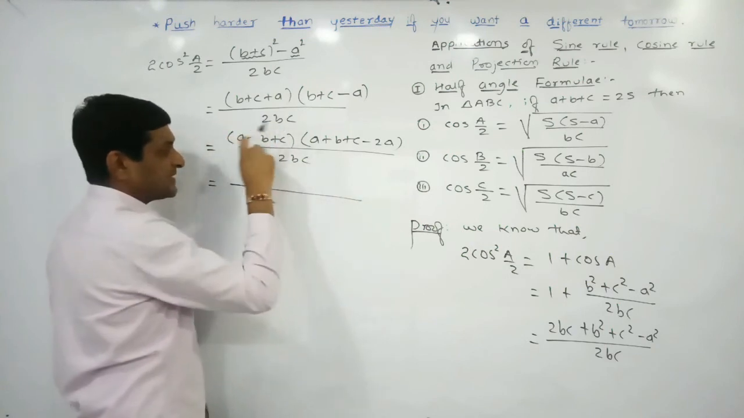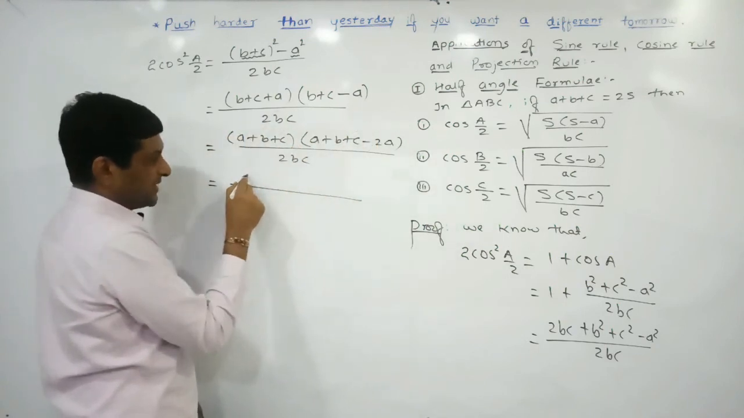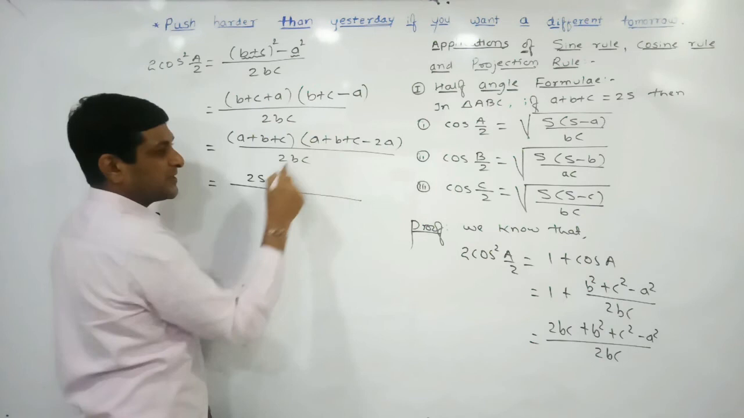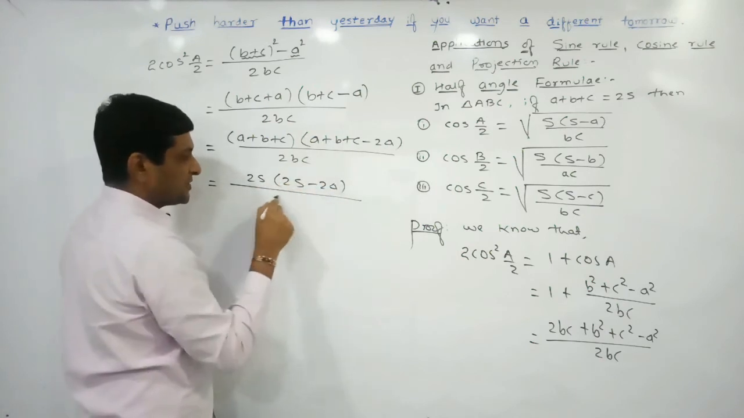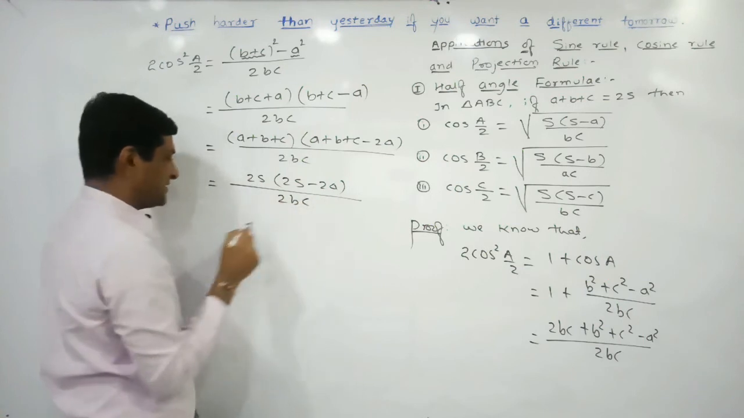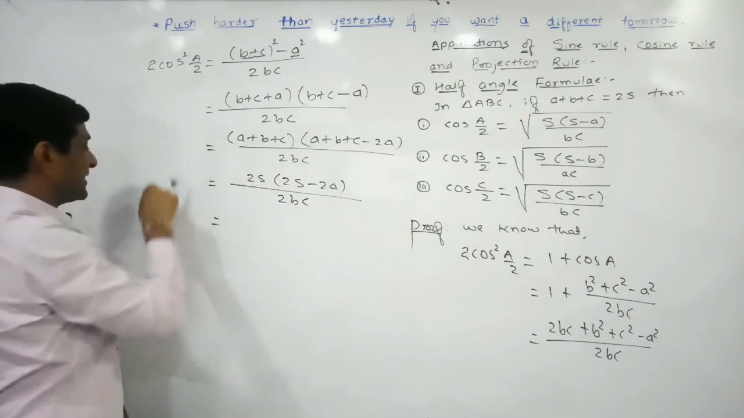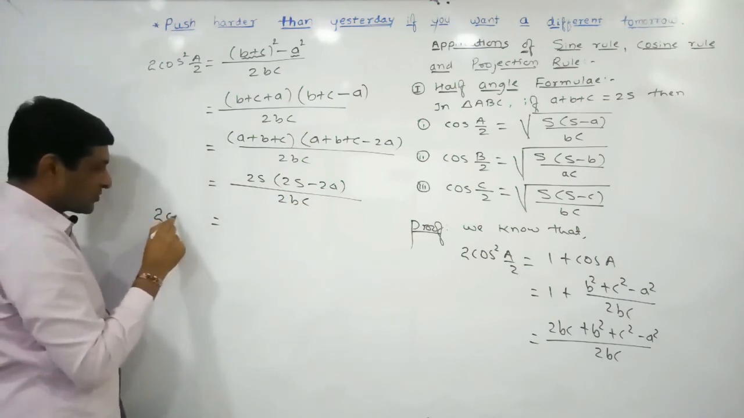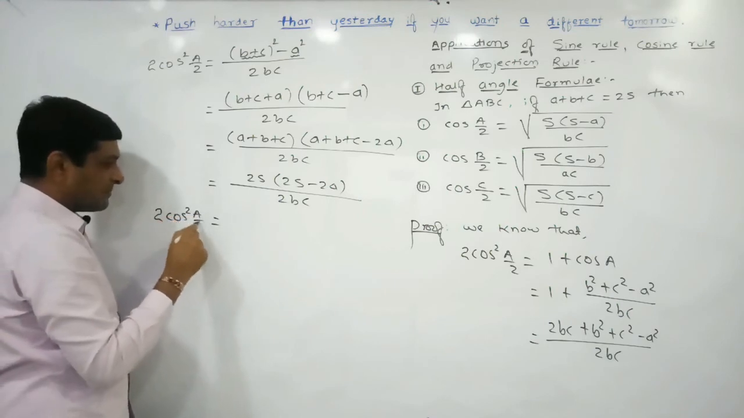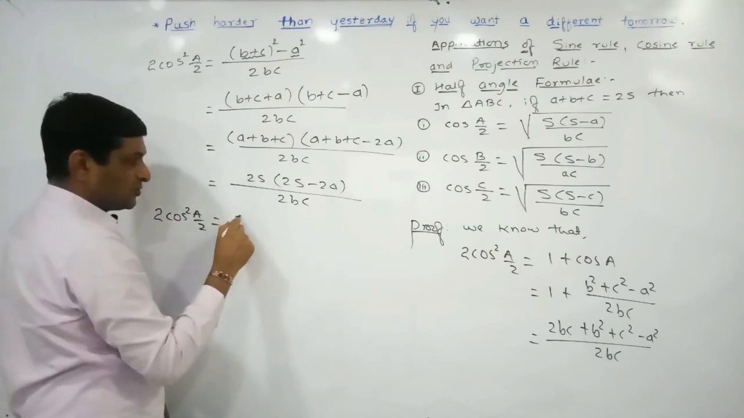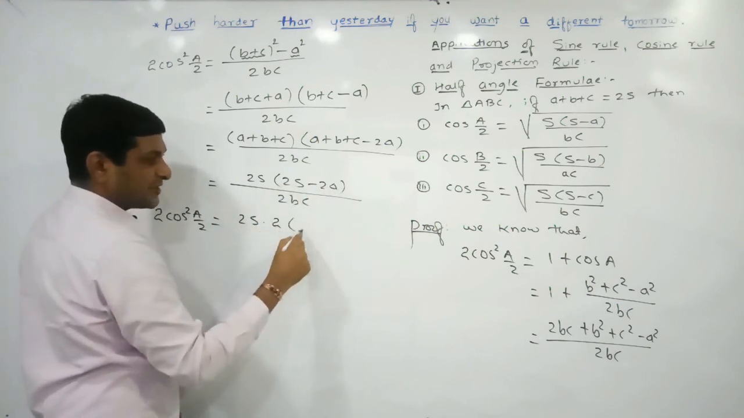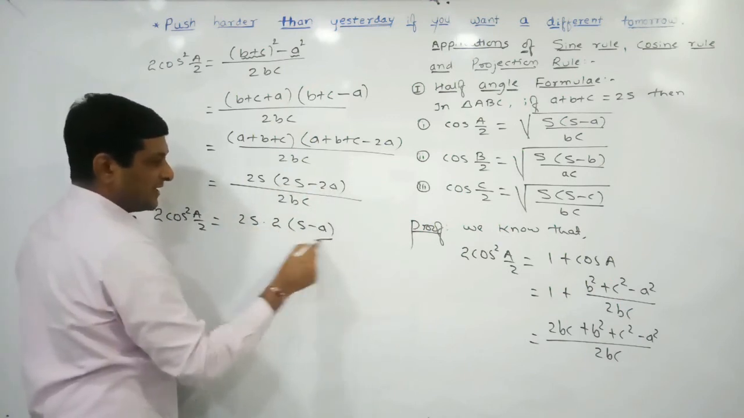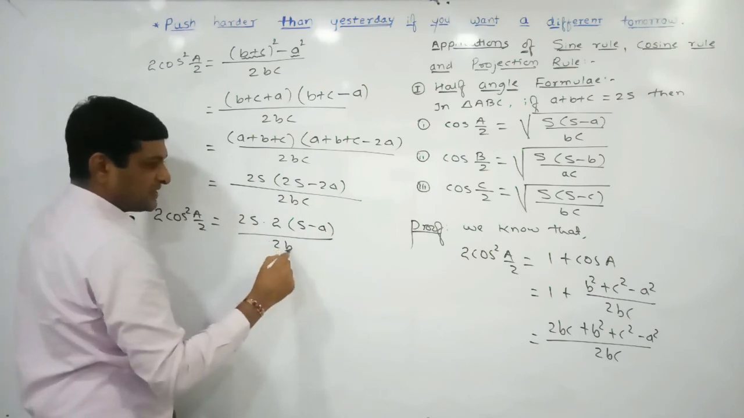Now can I replace a plus b plus c by what? 2s. So 2s, and here a plus b plus c, again replace it by 2s minus 2a, keep it as it is. In the denominator, 2bc as it is. So this is equal to, what is the left hand side here? 2 cos square a by 2. Here 2s, keep it as it is. We are taking 2 common from this bracket, so here we will get s minus a. In the denominator 2bc, keep it as it is.